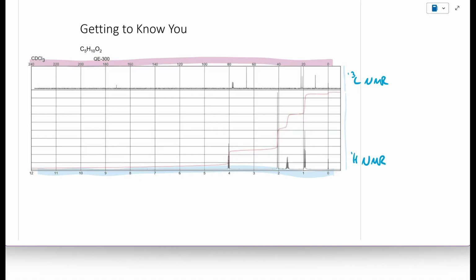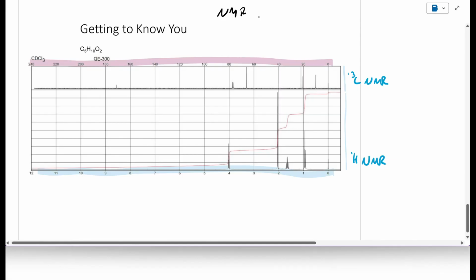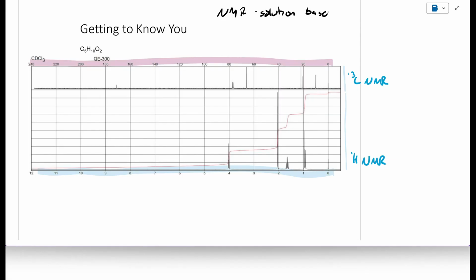The reason I bring this up is to talk about what it means to be a real-world spectrum. NMR is a solution-based technique. And what that means is, in order to acquire an NMR spectrum, you have to dissolve your sample in some kind of solvent. That's different than mass spec and different than IR. In mass spec and IR, you don't necessarily need a solvent. Sometimes you use one anyway, but you don't necessarily need a solvent to do mass spec or IR. But with NMR, you need to dissolve your sample in a solvent.